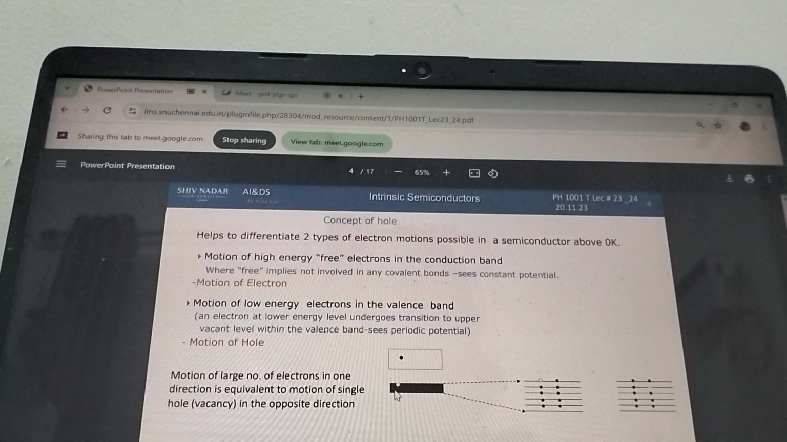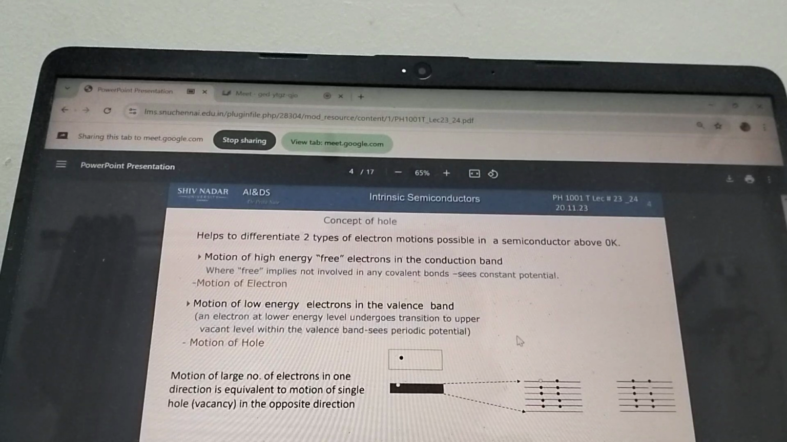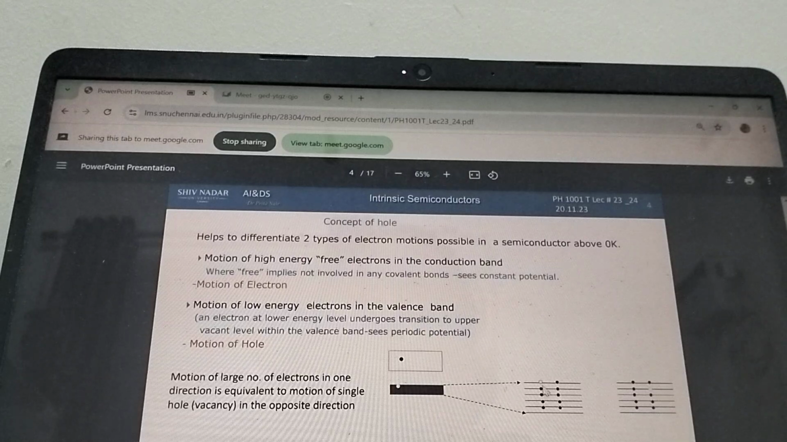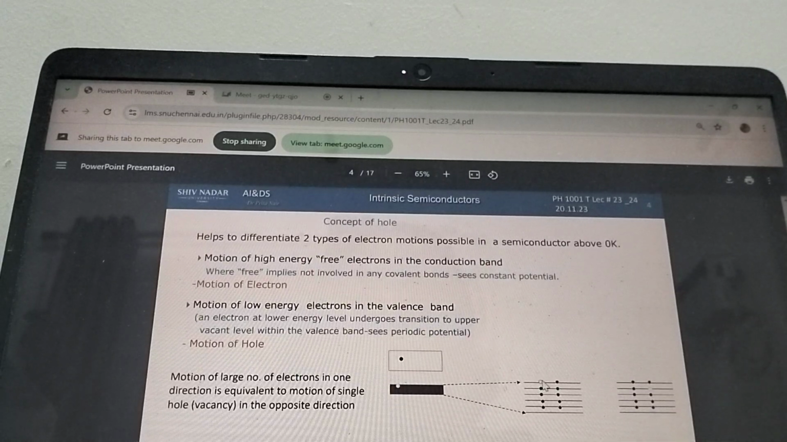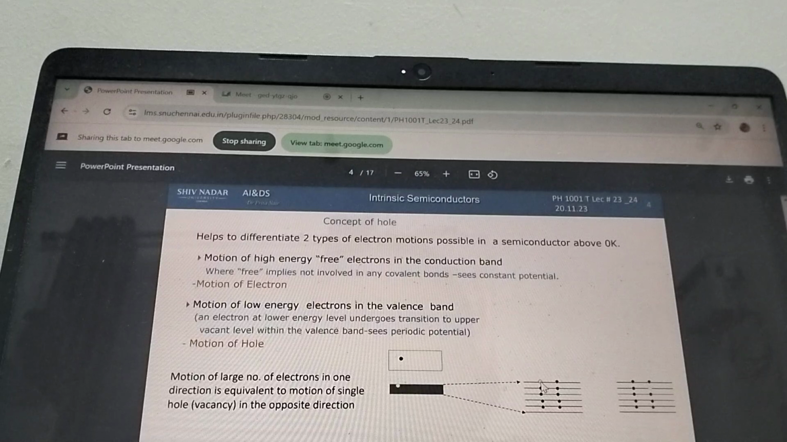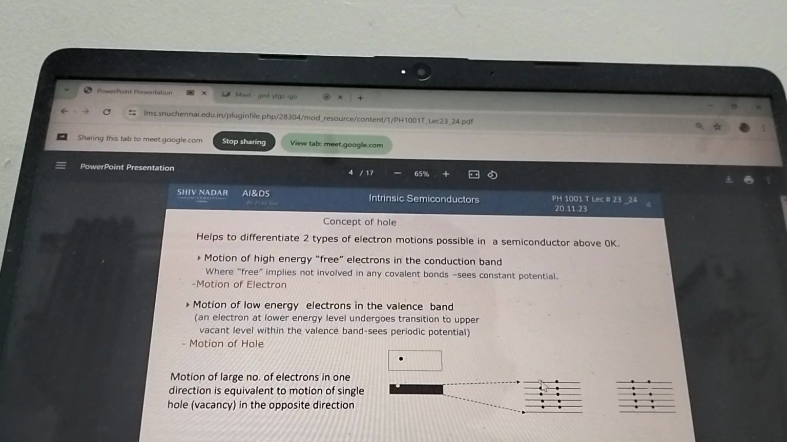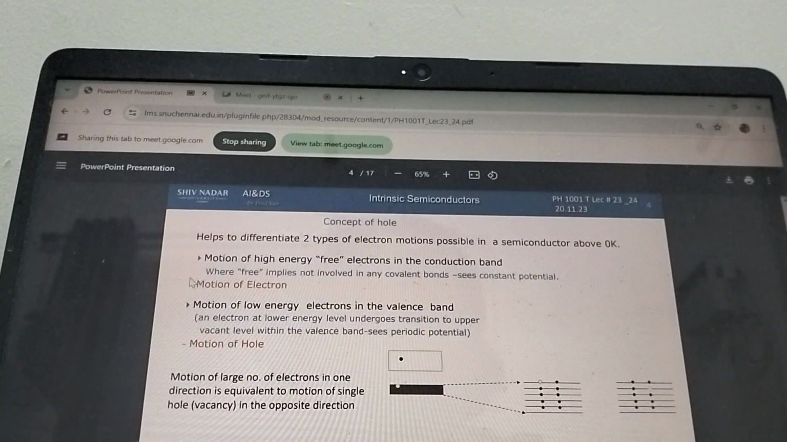So let me repeat. We have a valence band which has, let's say, 3 orbits, the first 3 lines, and then you have the conduction band, which is the remaining orbits, the higher ones, which are initially empty. So first I apply some energy. The electron in the topmost level of the valence band acquires that energy, gets excited and moves to the conduction band. So I have one free electron in the conduction band and one hole in the topmost level of the valence band. So that is called the motion of an electron.